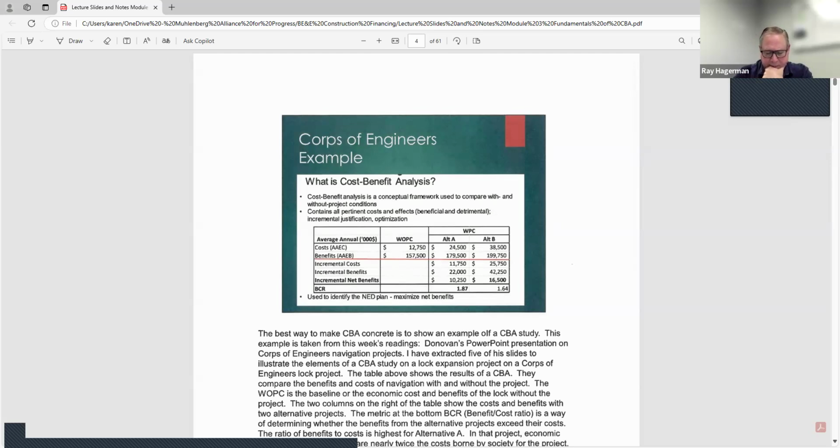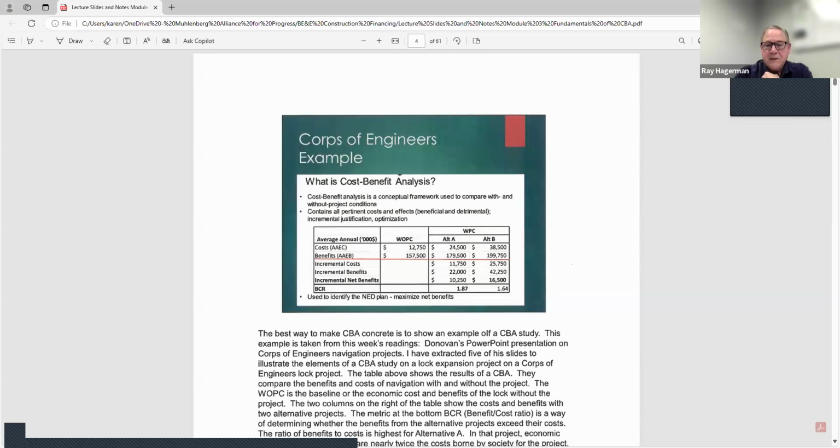Just in terms of terminology here, the WOPC stands for without project condition. That means what if we do absolutely nothing? This is what's going to happen. And then the other ones are with project conditions. In this case, they have an alternative A and an alternative B, and they have definitely isolated what those costs and benefits are, what the incremental costs and benefits are.